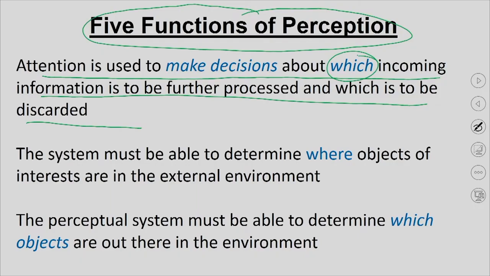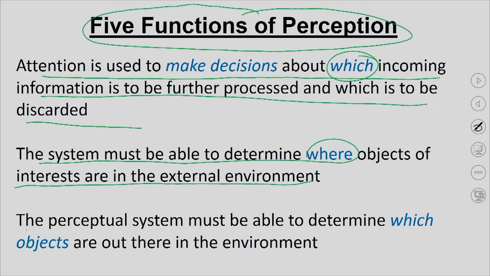The second step in perception is that the system must be able to determine where the objects are located in the external environment. It is finding out what objects you are looking at and where these objects are in the environment. Once you are able to locate these objects, you can separate the background from the foreground, and then you can do perception or make meaning out of it. If you are not able to separate the background from the foreground, or the figure from the ground, you won't be able to make meaning of what you have to see and what you don't have to see.